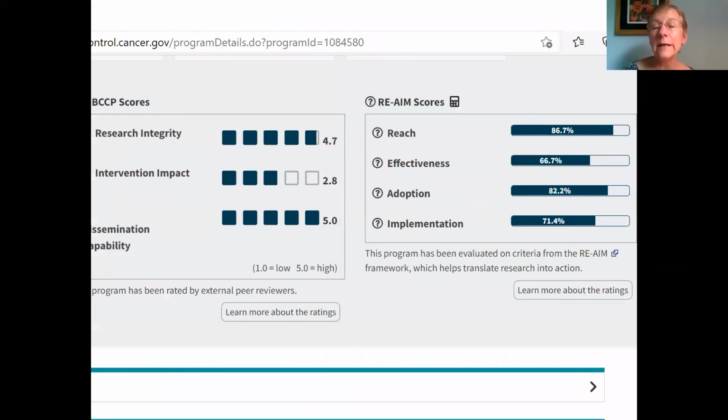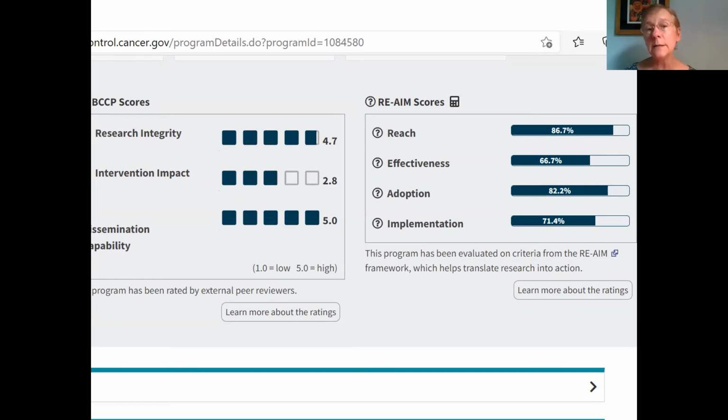And on the EBCCP website, they give you scores. To the left, you see research integrity, which is a score for the methods used to test the intervention. And unfortunately, each of the websites uses different terminologies for these things. But research integrity refers to the methods. Intervention impact is the magnitude. And then dissemination capability, which is cut off there, is the extent to which the materials are available that you need to implement it in practice.